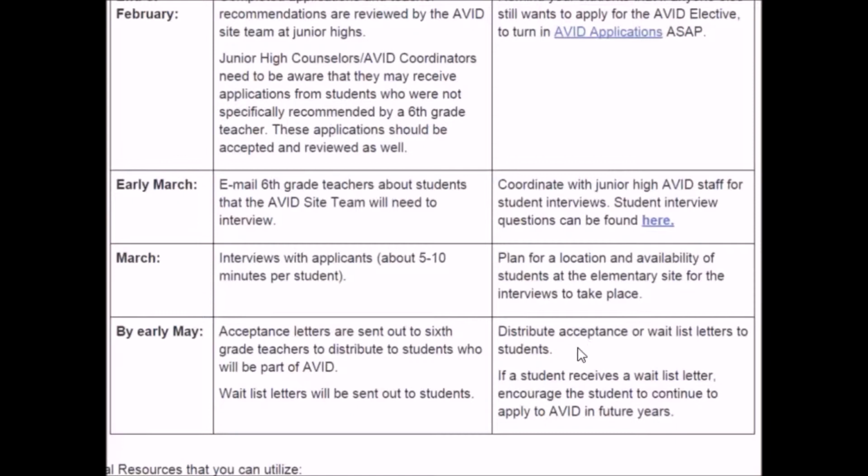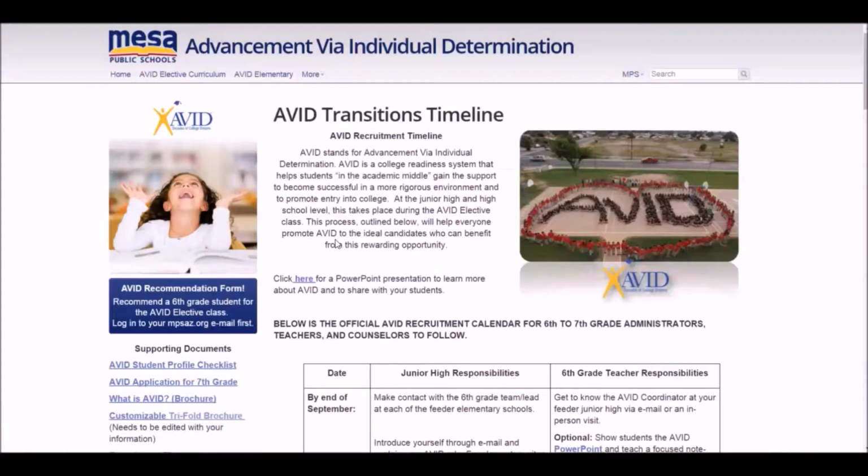However, if a student does receive a waitlist letter and does feel strongly that they should be in the AVID elective class, we encourage you to get in contact with the junior high counselor and the junior high AVID coordinator to talk about this issue further.